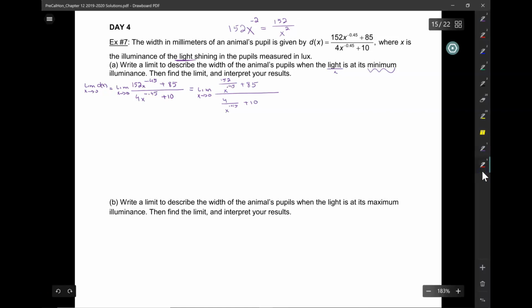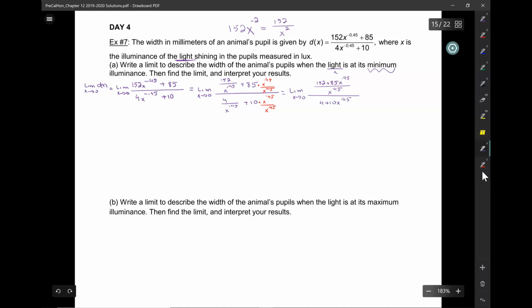Well, I'm going to make a common denominator. So I'm going to work on the bottom first. If this is 4 over something, I'm going to multiply the 10 by x to the 0.45 over x to the 0.45. I'm just making a common denominator. And let's do that here. I know there are lots of ways to do this, but I've found most students find this easier. So now I have 152 plus 85 times x to the 0.45 all over x to the 0.45. And then 4 plus 10x to the 0.45.